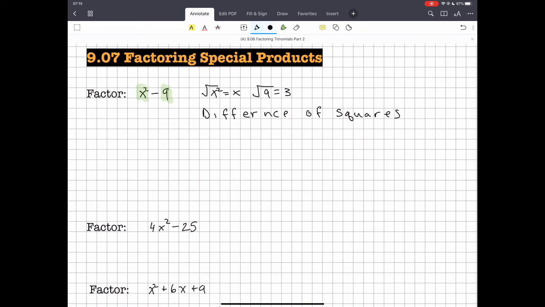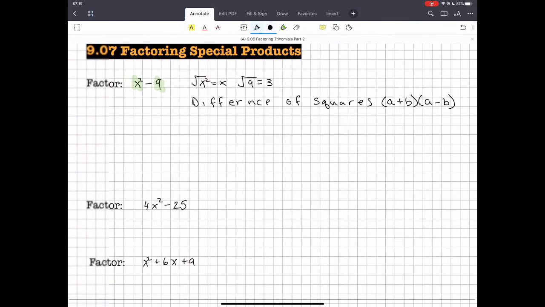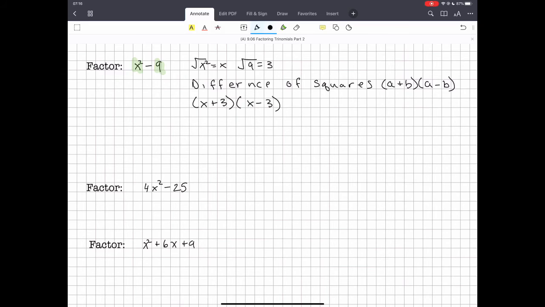We're subtracting the perfect squares. And these will take the form a plus b times the quantity a minus b. So we already figured out what the square root of a squared is and the square root of b squared is. It's x and 3. So this would be x plus 3 times x minus 3. And if I wasn't sure about this, I could always test it out and check my answer.